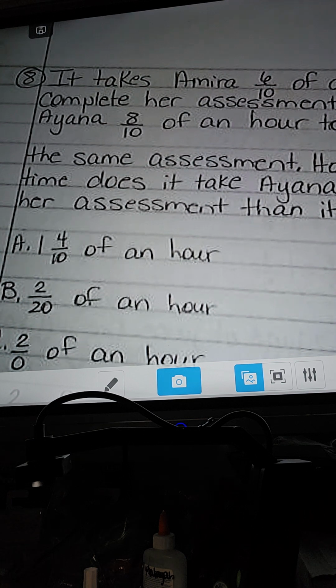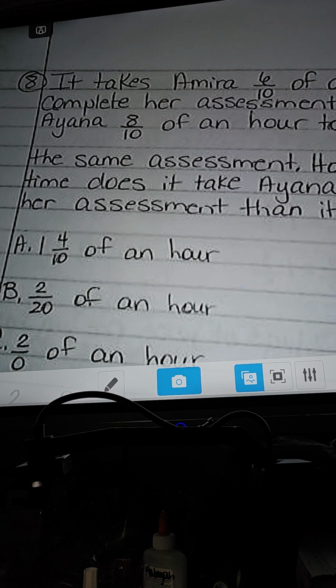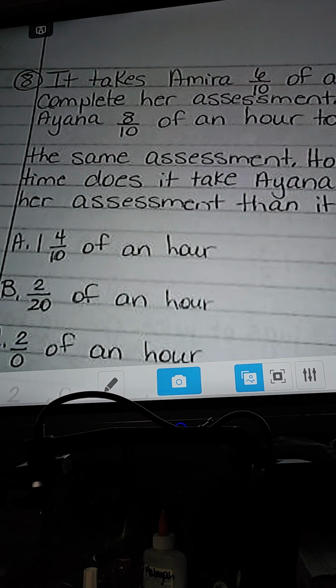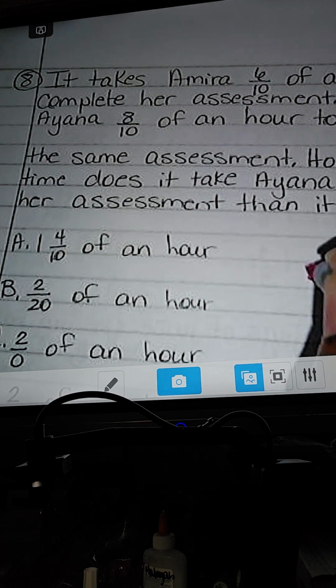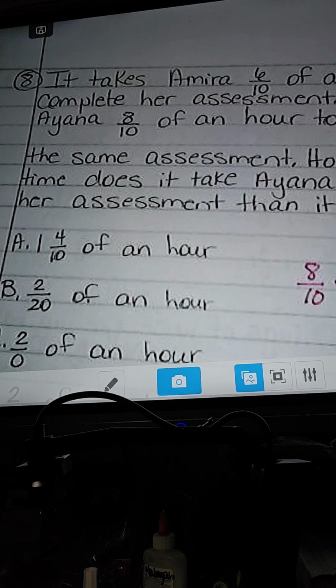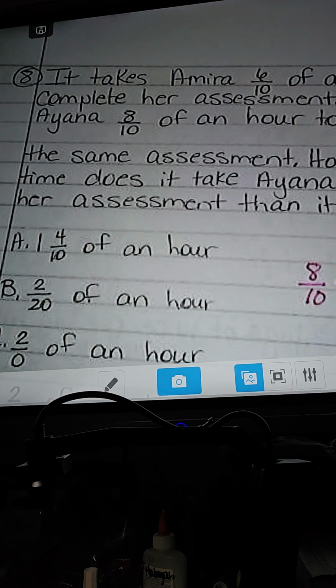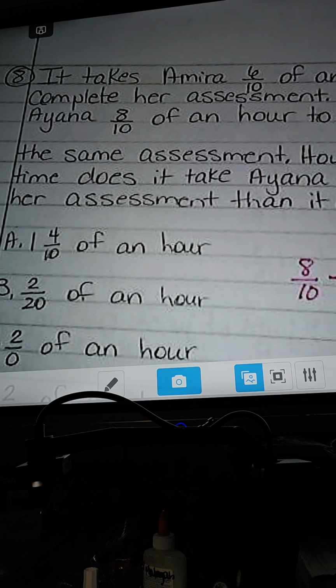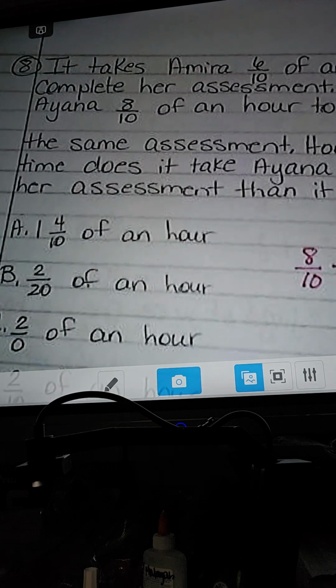All right, so what are we subtracting? 6 tenths. No, it's 8/10. 8/10 minus 6/10 equals 2/10. Very good. So 2/10 of an hour. Which one is our correct answer? A, B, C, or oh, y'all can't even see that. D. Very good.